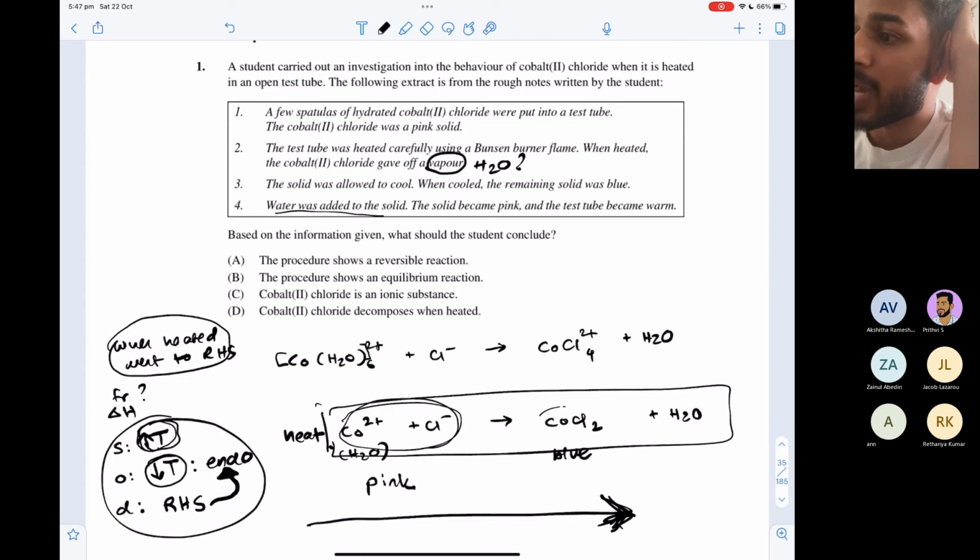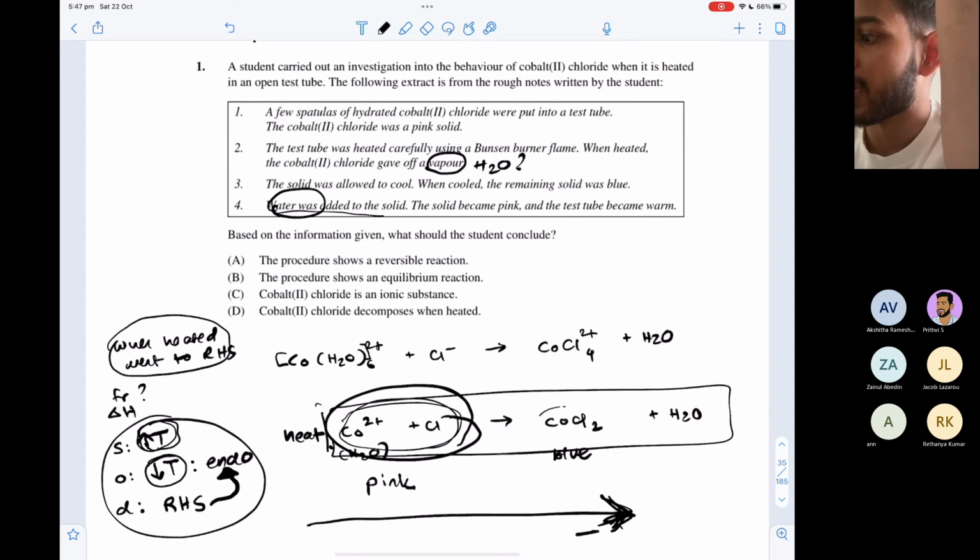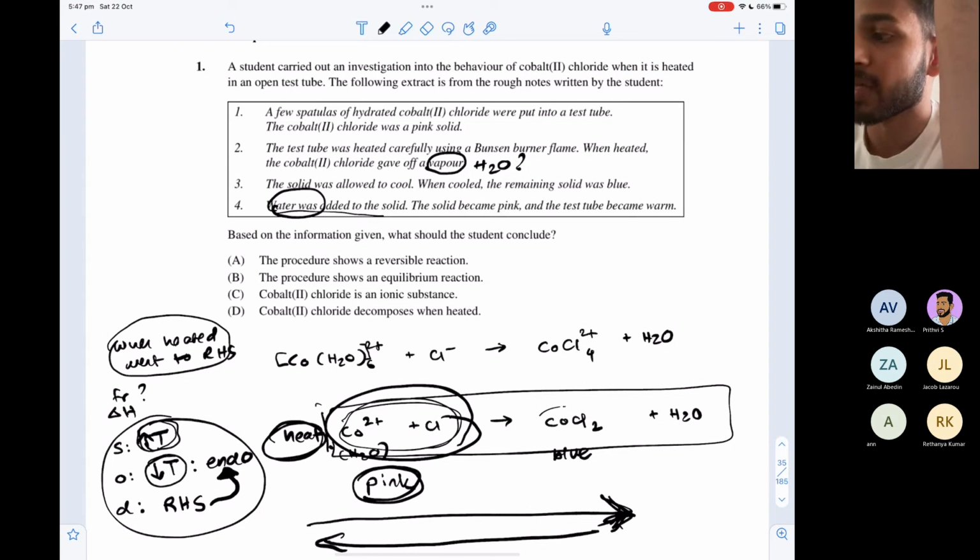What did we say? When we add water, we decrease the concentration of all aqueous species. So we're going to try making more aqueous species, aka we shift to the left, it becomes more pink. And what else do we make in the process? Heat, which they feel as warmth, right? So what is it showing you? What can we cancel out straight away? And what do you think about C?